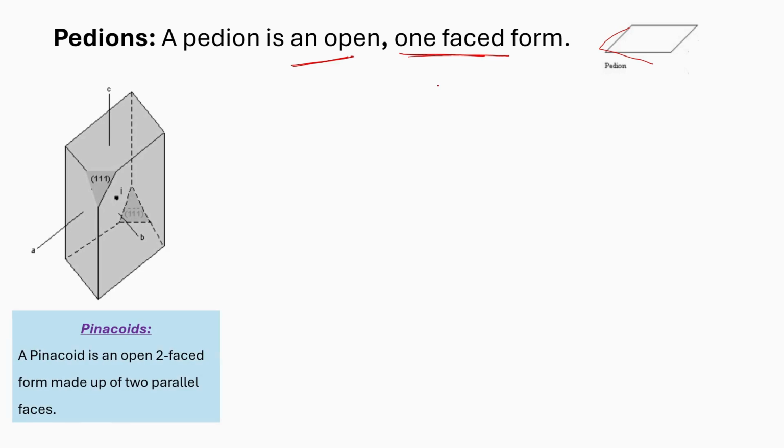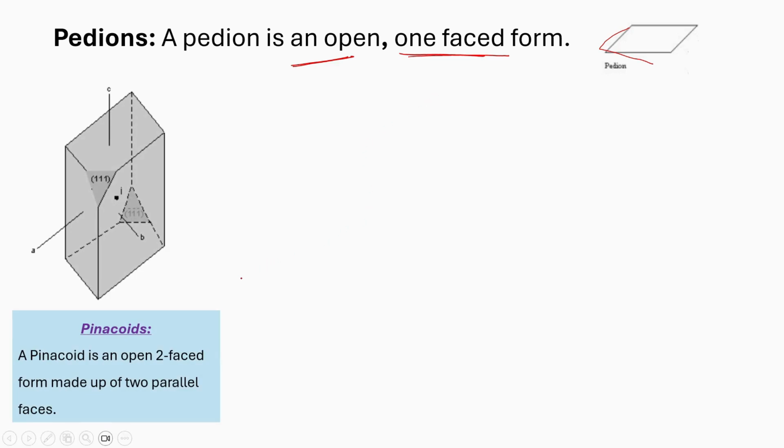So this is the Pedion, which is an open form. Actually it is a one-face form, where the base is single, only one face, not a set. In the hemihedral form, generally you can see Pedions.